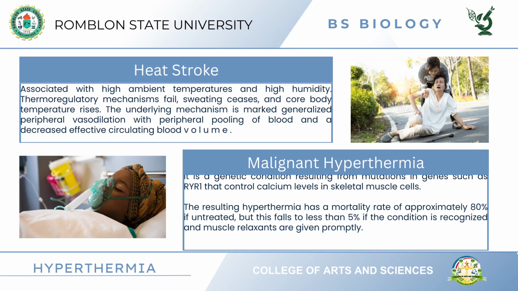Next is the malignant hyperthermia. So, for malignant hyperthermia, compared to the heat cramps, heat exhaustion, and heat stroke, malignant hyperthermia naman is an inherited condition. So, this inherited condition is caused by changes sa genes like the RYR1. So, RYR1, it helps to control calcium levels in muscle cells.